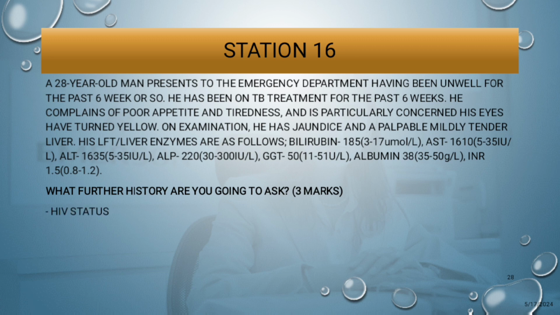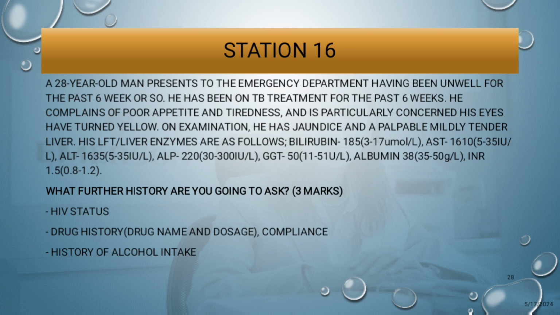So this is a short one. Ask for any HIV status, ask for any drug history, so drug name and dosage, as well as compliance. Ask for any history of alcohol intake, ask for any recent history of travel or malaria. Then also ask for any GIT or upper respiratory tract symptoms.